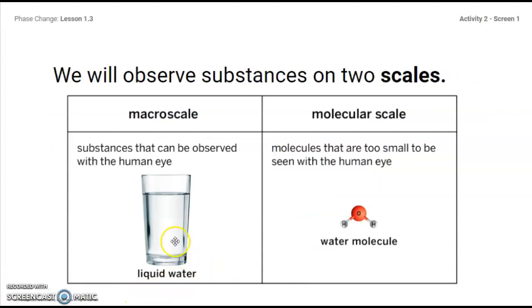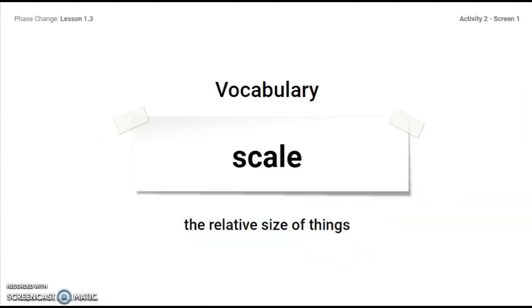So we will observe at two different scales. We have our macro scale, and the macro scale is substances that can be observed with the human eye, like liquid water. The molecular scale is molecules that are too small to be seen with the human eye, such as a water molecule. We can't see those on an individual level. So we are going to focus on the word scale. Now, this actually goes back to one of your cross-cutting concepts, if you remember. Which one is it? That's right, scale, proportion, and quantity. So scale is the relative size of things.